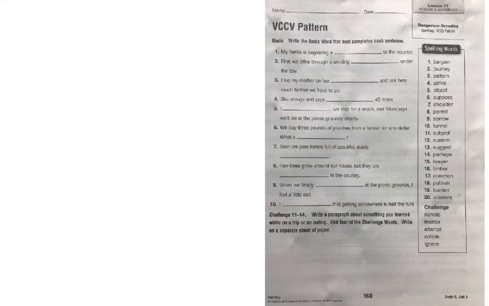Page 160 is vowel, consonant, consonant, vowel patterns, and you are writing the word from the basic word list for numbers 1 through 10 here. You're choosing the word from the basic word list that best matches each sentence and fills in the blank. My family is beginning a blank to the country, and if you're going to the country, you're beginning a journey. So on line number 1, you're going to write the word journey.